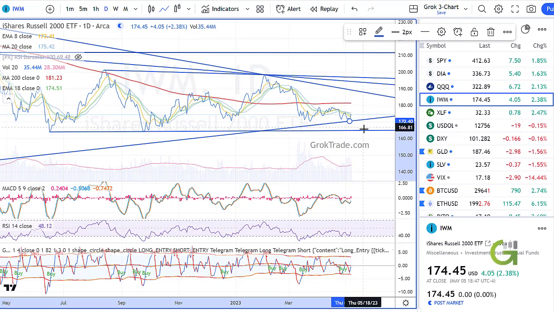This thing could keep going down. You see how the price is staying below the moving averages? See all these moving averages? They're acting as resistance more than they're acting as support. That's of concern to me on the Russell 2000.